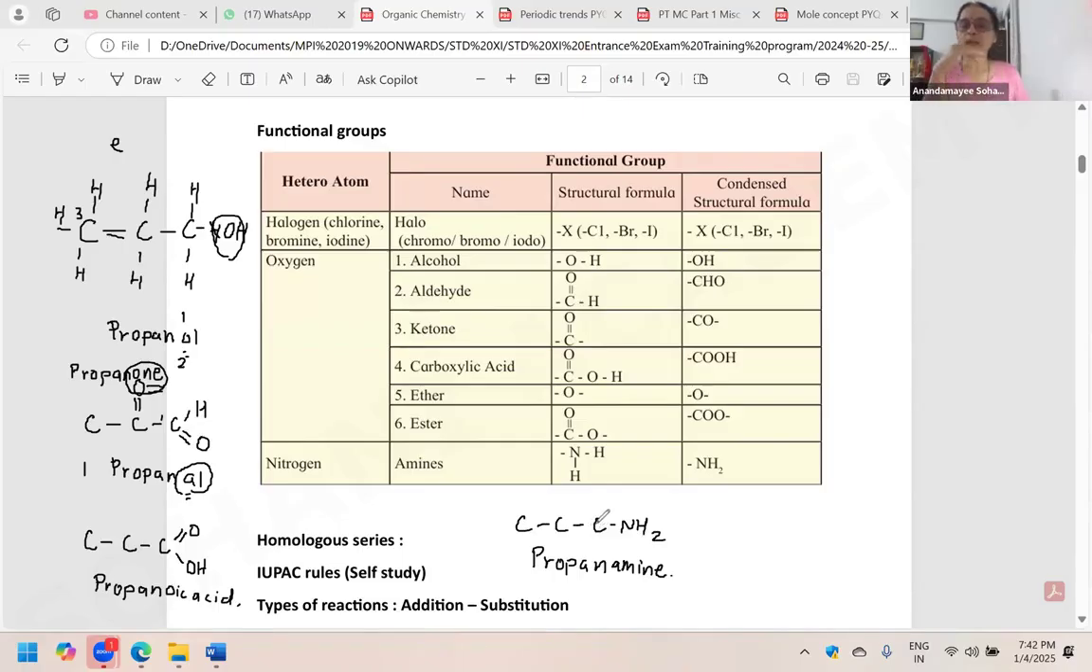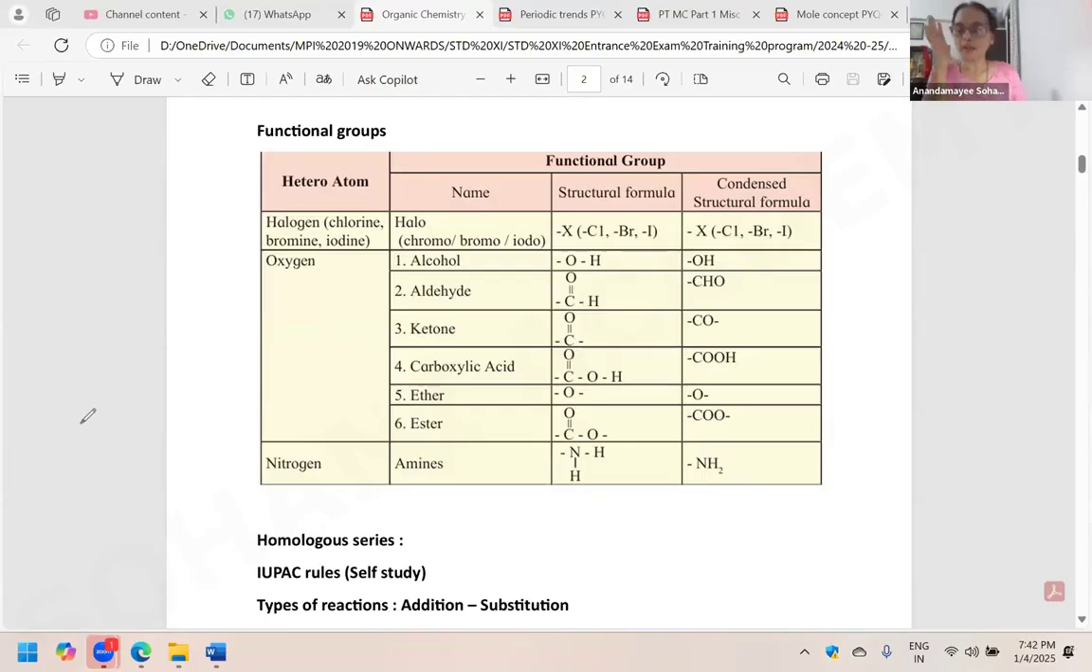So that is a detailed IUPAC. So what you do is you read the entire IUPAC once and then whatever doubts you have you can connect to me one-on-one.